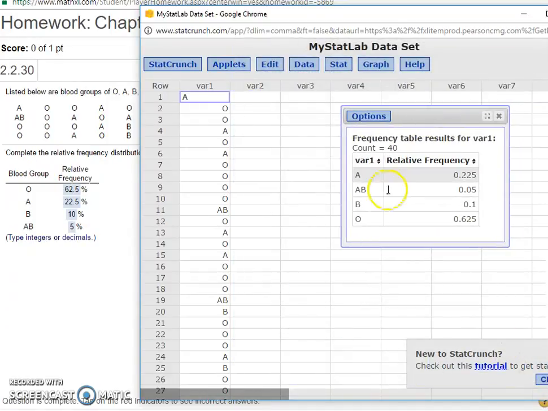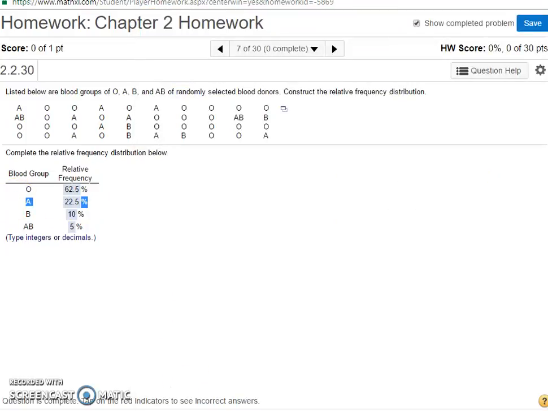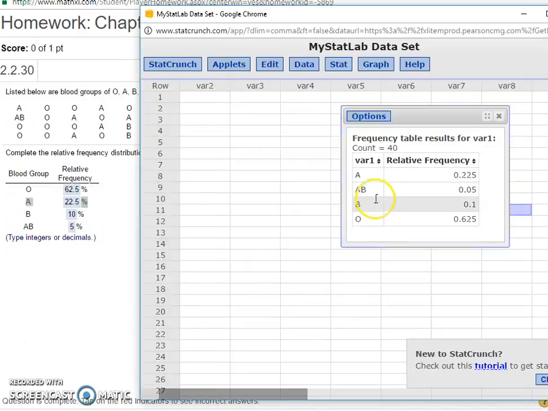And what it's going to tell me here is A is 0.225. So if I move my decimal 2 to the right, that's 22.5%. A is 22.5. And when I go back, I'm going to see AB is 0.05, AB is 5%, B is 0.10, B is 10%, and O is 0.625, so 62.5%. Just make sure that you match up letters by letters because it's going to put this in alphabetical order, whereas this is not in alphabetical order.